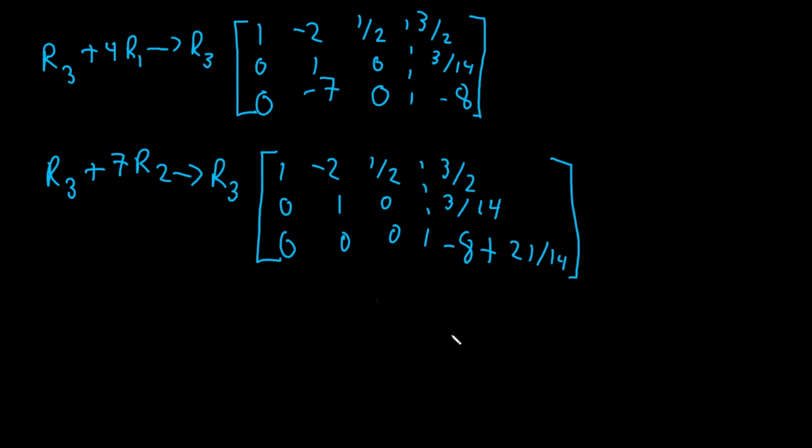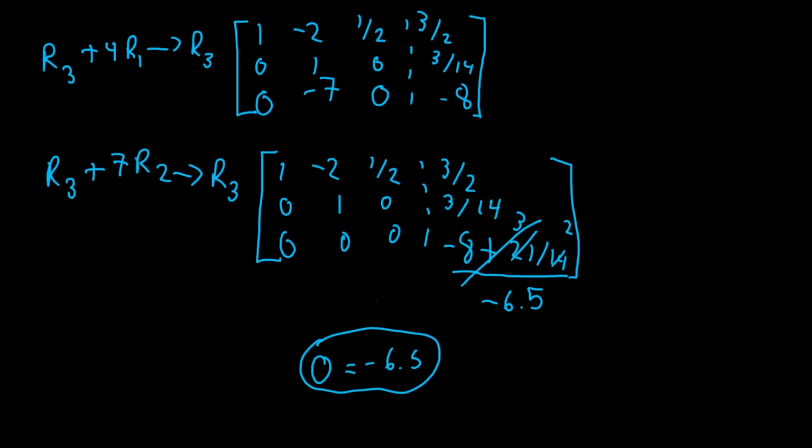So here we ran into a problem. The reason this is a case where there's no solution, and the reason I didn't write out what this is numerically, is that -8 plus 21 over 14 is going to become like 7 times 3 over 7 times 2, so 3 over 2, so 1.5. So this will become 6.5, or -6.5 rather. So we're going to have 0 is equal to -6.5. Since this is never true, we have the case where we have no solutions.